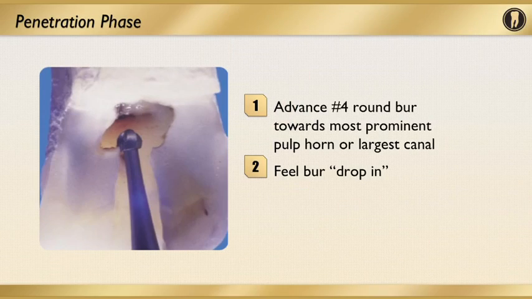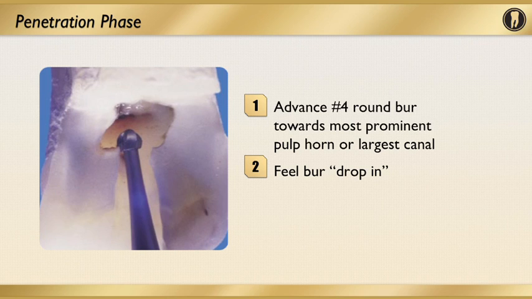Remember, our goal is to approach and to reach that point of the highest, most prominent portion of the roof of the canal space. Any further apical progression of the penetration phase will only weaken the tooth or create a higher incidence of furcal perforation, which again can ultimately decrease the chances of a successful outcome of our endodontic case.